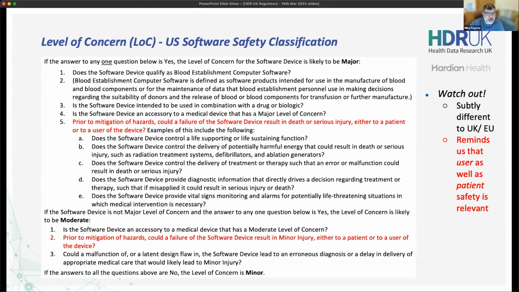And just here to say, without reading in great detail, the US looks at it slightly differently. So again, we have to look at the intended use and decide how to classify because of the subtle difference if you want to go to the US market and how they say software risk should be handled.